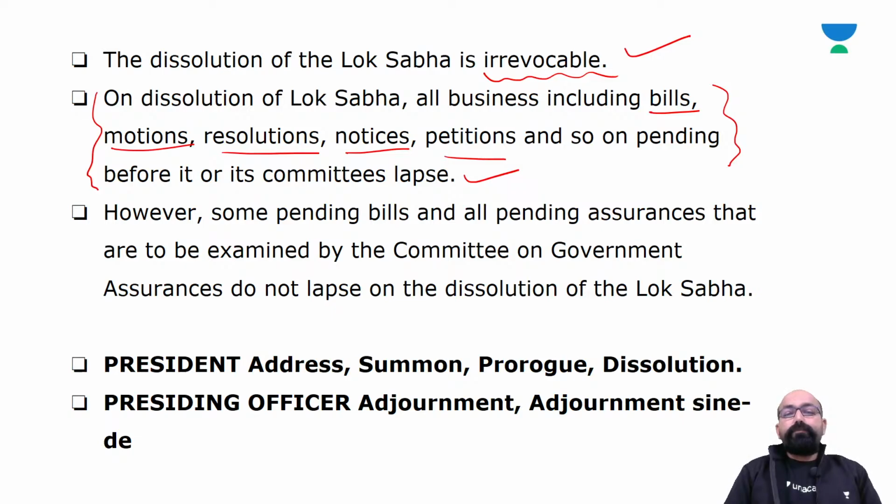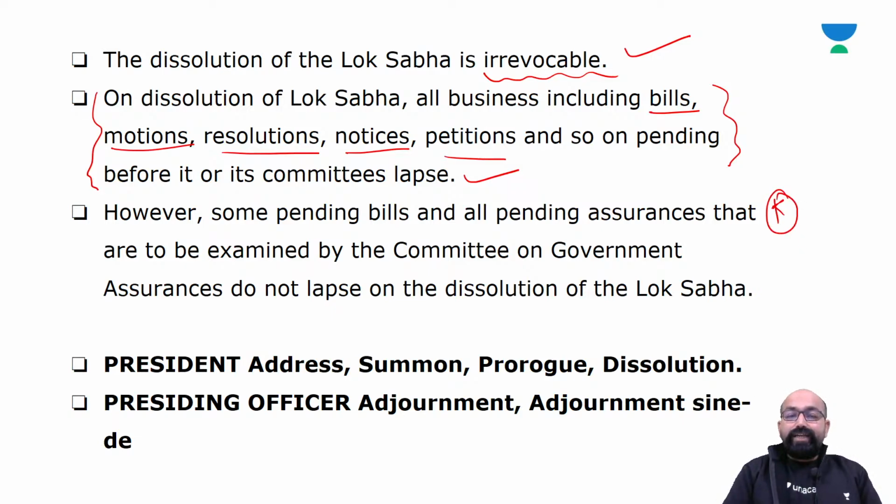However, some pending bills and all pending assurances that are to be examined by the Committee on Government Assurances do not lapse on the dissolution of the Lok Sabha. This is the exception in some cases.